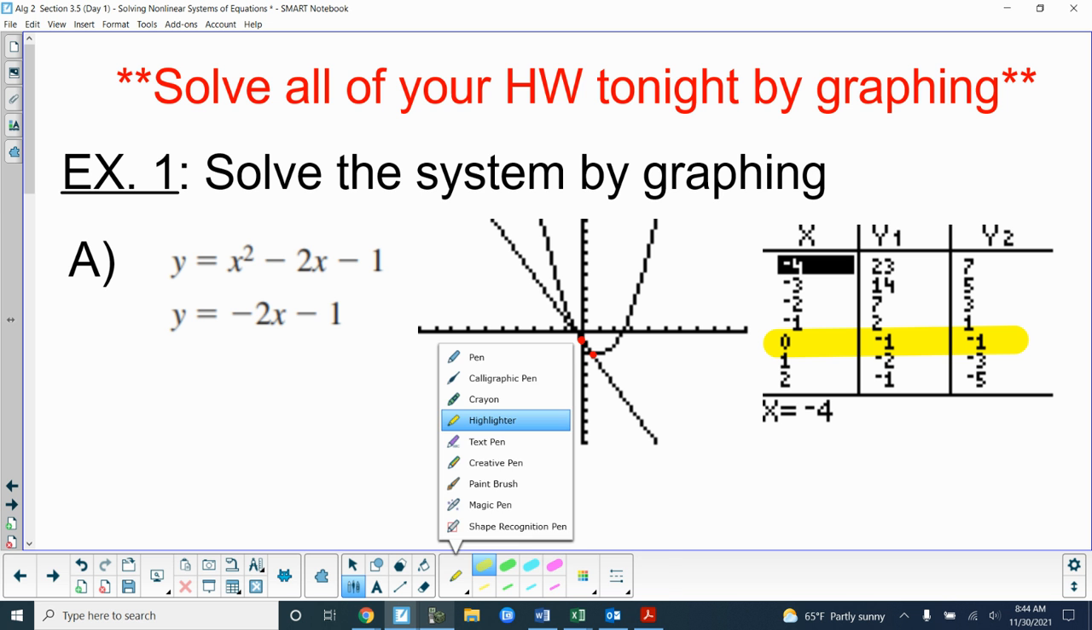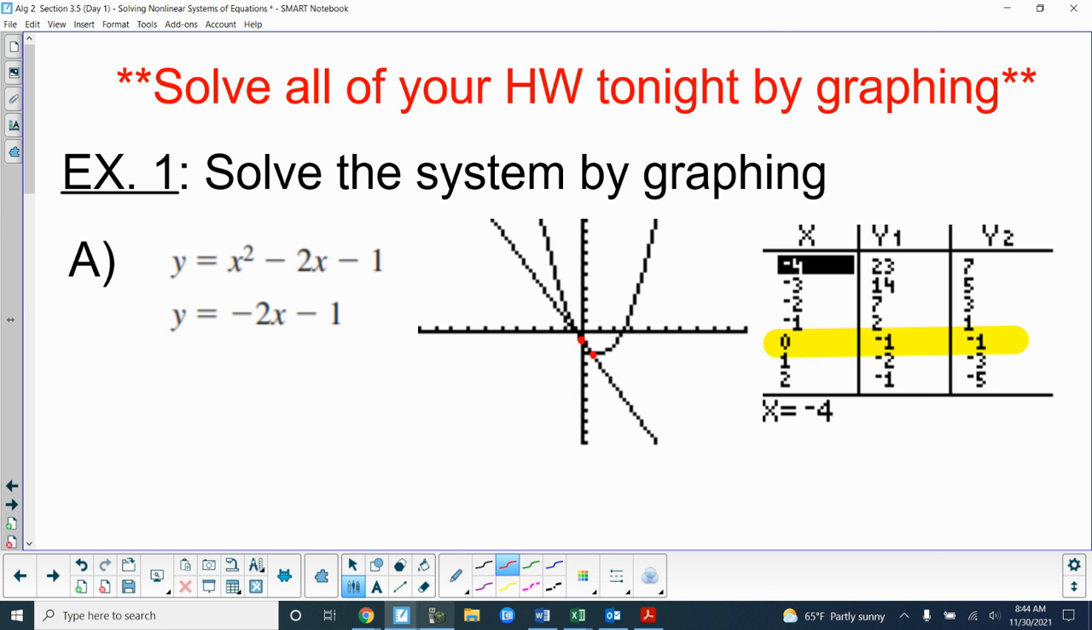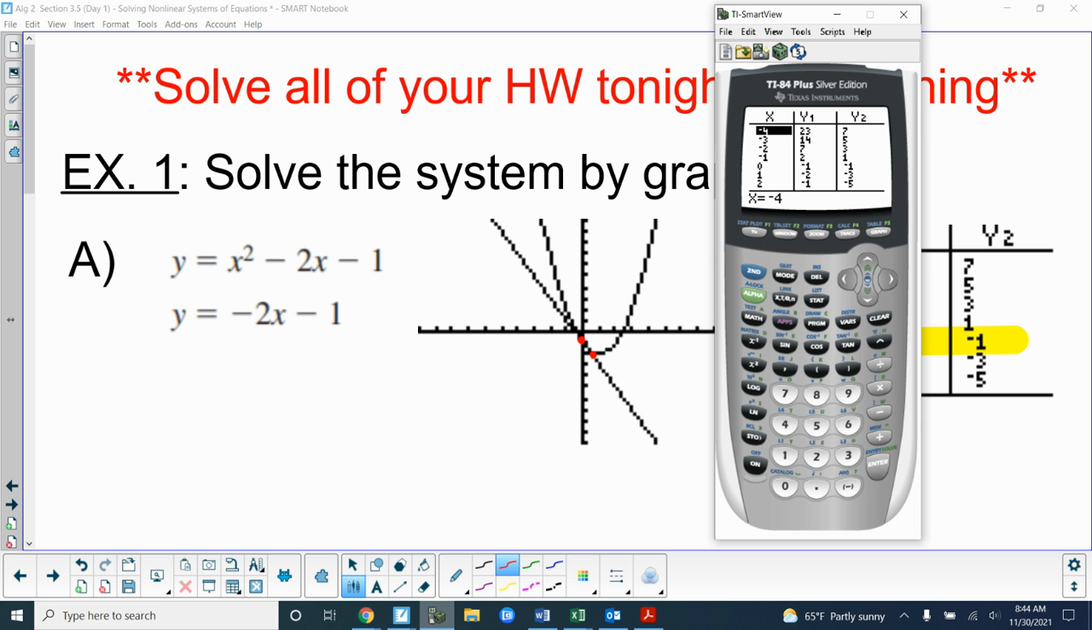Okay, so I'm going to go to second trace. That's my calculate menu. And if you look at number 5 there, what does it say? Intersect. So we're looking for intersections between the two graphs. All right. So if I hit 5, which I'm going to do now, all right, it says first curve, all right, meaning it's on which curve? Is it on the parabola or the line?